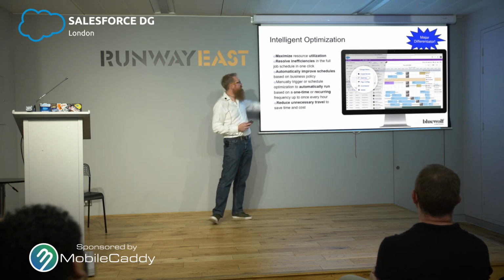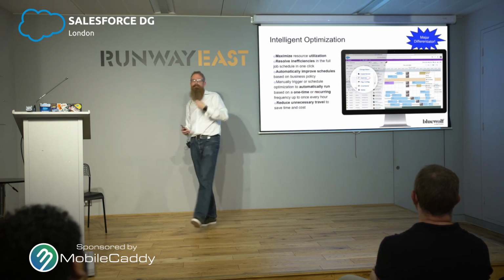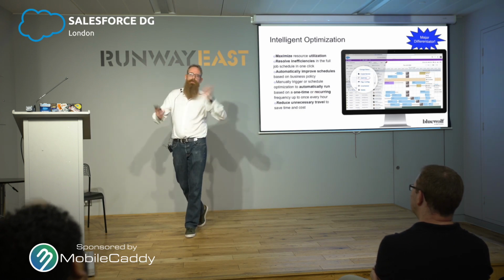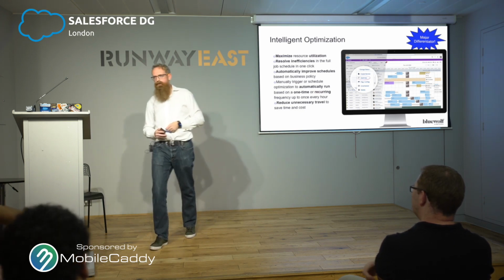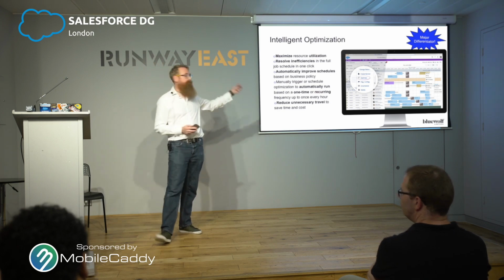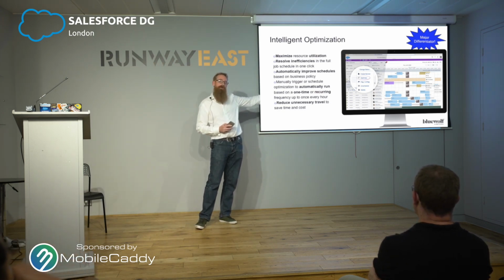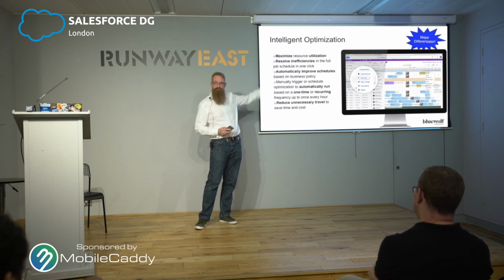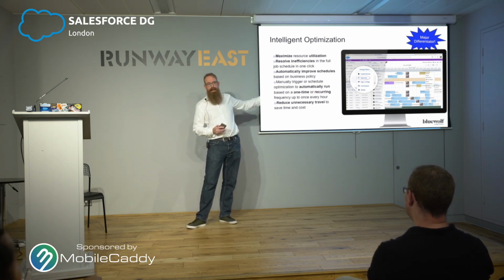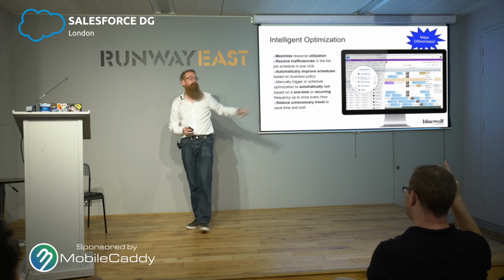What this will also allow you to do with the optimization is reactive work. 2 o'clock in the afternoon, an emergency job comes in. This will, by default, be able to then drop this into the Gantt chart and move all the other jobs around to be efficient to allow that reactive job to come in.